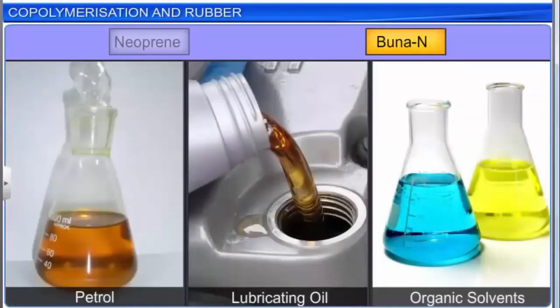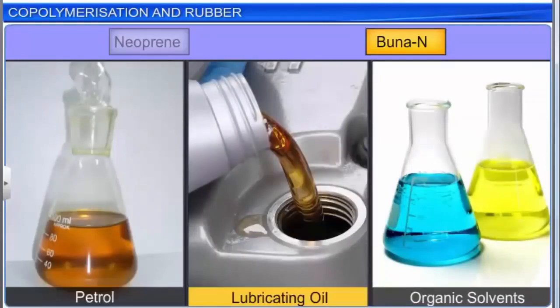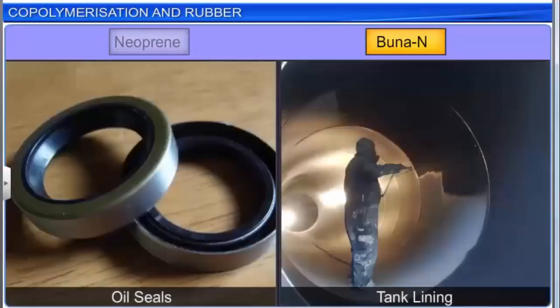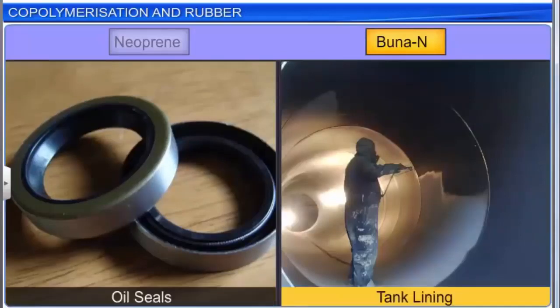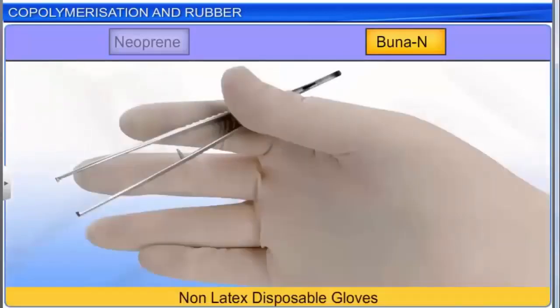Buna N, or nitrile, is resistant to petrol, lubricating oil, and organic solvents. It can be used over a wide temperature range, and so it has many applications in automobiles. Buna N is used to make oil seals and tank linings. Non-latex disposable gloves are typically made from nitrile.